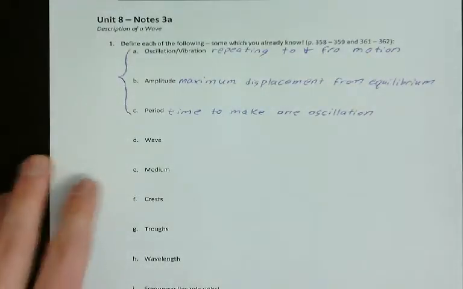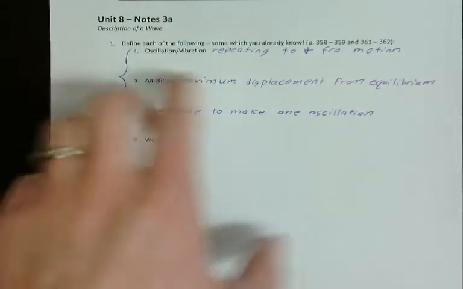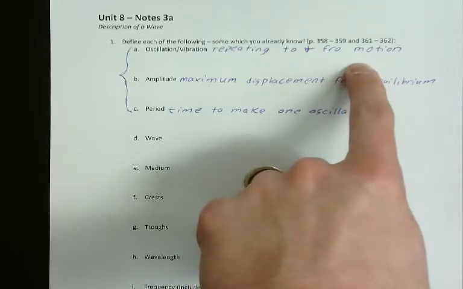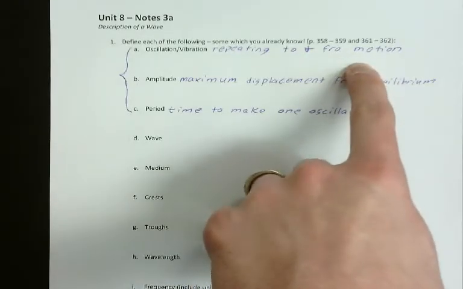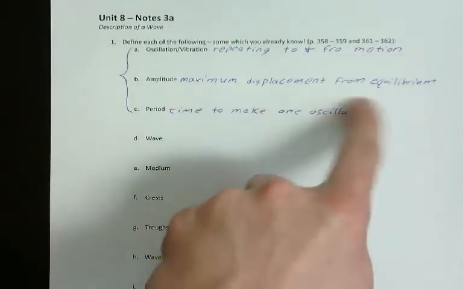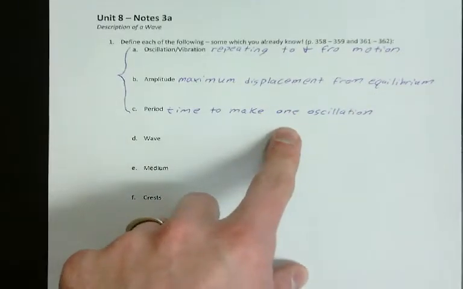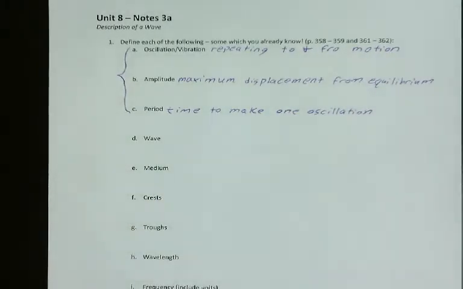So these three we know. We've talked about these already. We said oscillation is a repeating to and fro motion, back and forth, up and down, forwards and backwards, whatever you want to say. Amplitude is maximum displacement from equilibrium. Period is the time it takes to make one oscillation. So one oscillation is called a period. I should say the time for that is called the period.